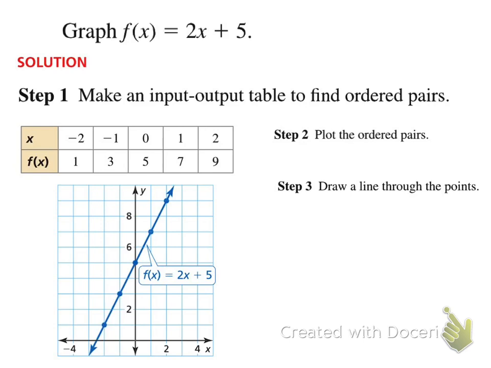So if I choose -2, I put 2 times -2 plus 5. It's -4 plus 5 is 1. And then I'm going to do 2 times -1 plus 5, which is -2 plus 5, so it makes 3. Okay, and then you plot the points. The y is my f of x, the x is my x. Okay, and that is function notation.